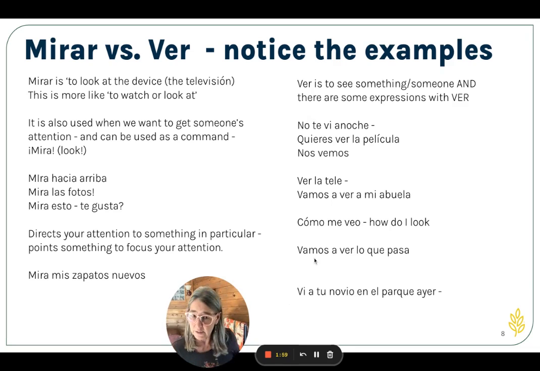So ver has more expressions, and it's more like to see, versus mirar is more like to look. That's my take on how I have figured this out. Again, this is a very introductory level. And as you are getting into Spanish, start noticing and paying attention to examples that you see and you hear.